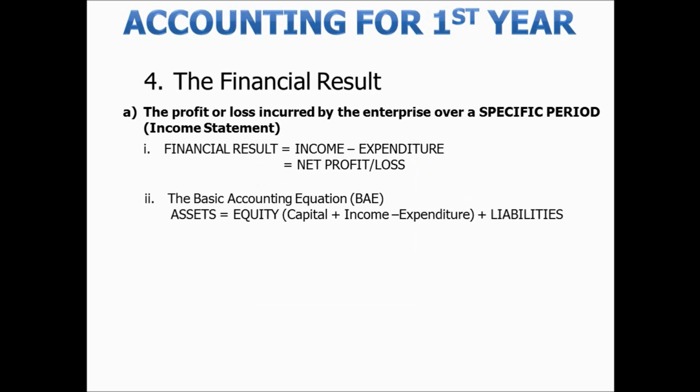We can use this information to elaborate on the basic accounting equation, which basically states that incomes and expenditures affect the equity of the business, and thus the basic accounting equation in its entirety is that assets are equal to equity, which is capital, plus income minus expenditures, plus liabilities.